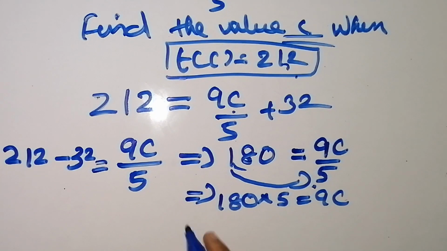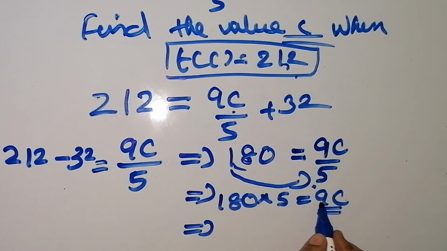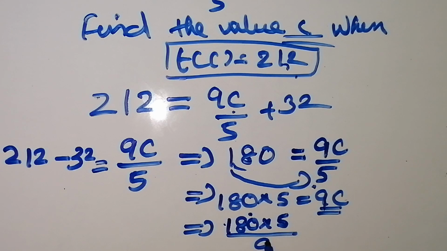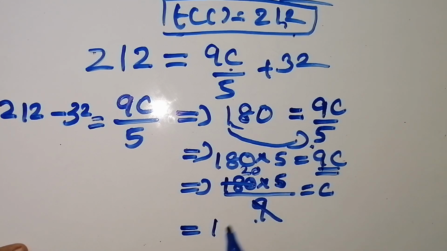This is our next step, which is 180 into 5 is equal to 9c. Here 9 is multiplied with c, so we move this multiplication to the opposite side of the equal sign, and it changes into division. That is 180 into 5 divided by 9 is equal to c. We find the value of this term to get c. 9 can divide 180 twenty times. After that, 20 into 5 is equal to 100. 100 is the final answer for c. We found the value of c.